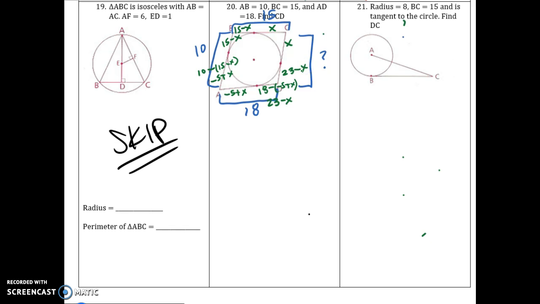On the previous problem that we did like this, they all kind of ended up making it so I could find x. But look right here. This is x, and this is negative x. So if I add up those two things, x plus 23 minus x is just 23, which means CD is 23.